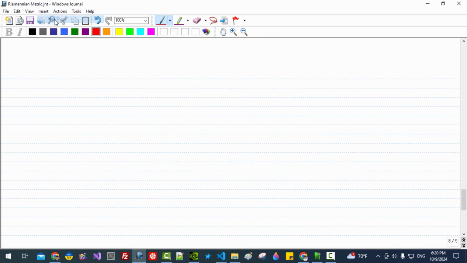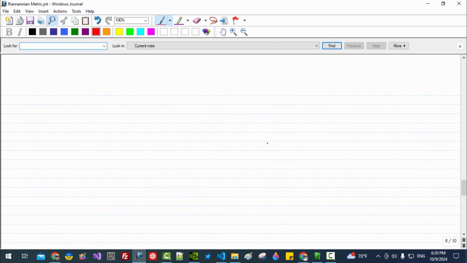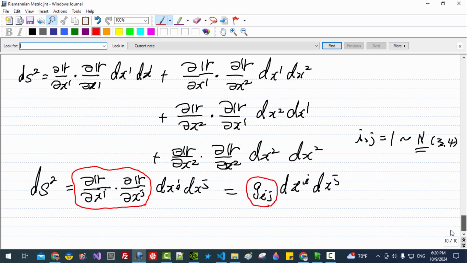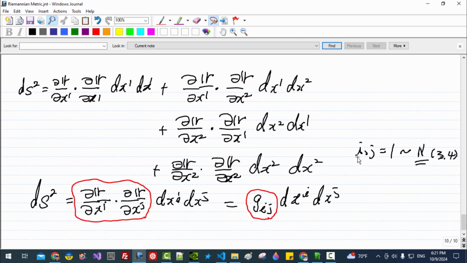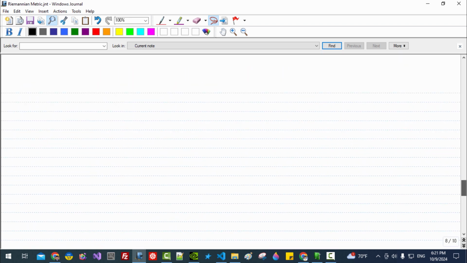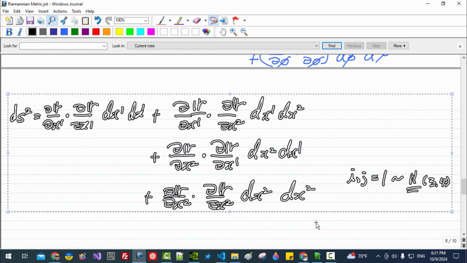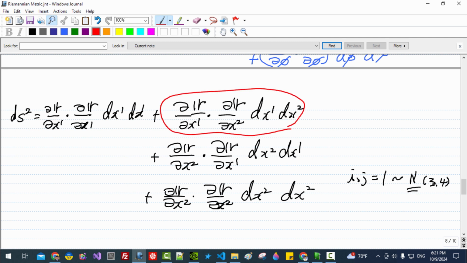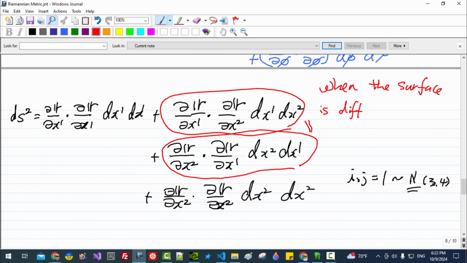I will insert a new page. Sorry. I will copy this. Copy. Move up. Paste it here. This and this are identical when the surface is differentiable. This differentiable means continuous. In a single word, if the surface is a so-called manifold.